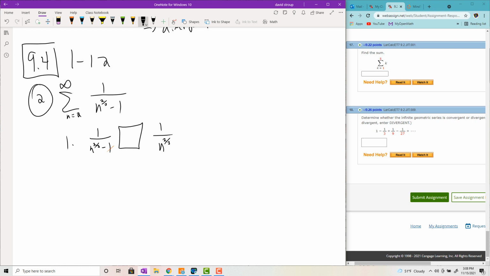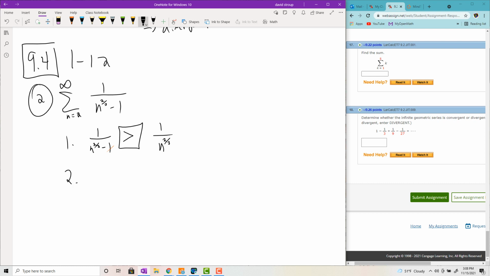Right? So if I'm trying to prove that something's divergent, I want the new series that I'm comparing it to be less than. If I want to prove that something is convergent, I want the one I'm comparing it to be greater than. Okay. In this case, if I decrease the denominator, I've increased the overall expression. If I make the denominator bigger, I've decreased the overall expression. So I'll have this direction of inequality.